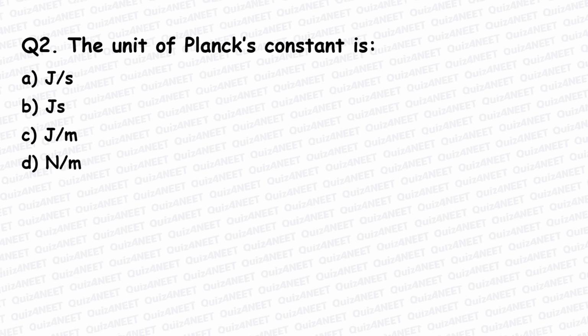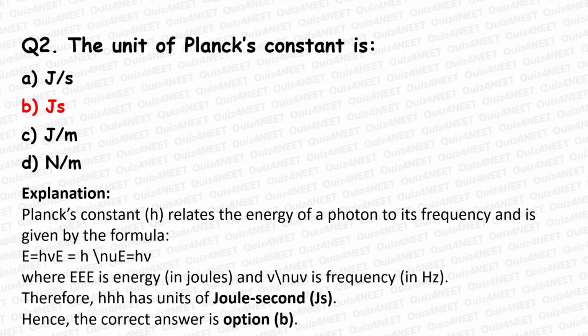Q2. The unit of Planck's constant is A. J/s, B. J s, C. J, D. Answer: B, J s. Explanation: Planck's constant h relates the energy of a photon to its frequency and is given by the formula E equals h nu, where E is energy in joules and nu is frequency in hertz. Therefore, h has units of joule second, J s. Hence, the correct answer is option B.